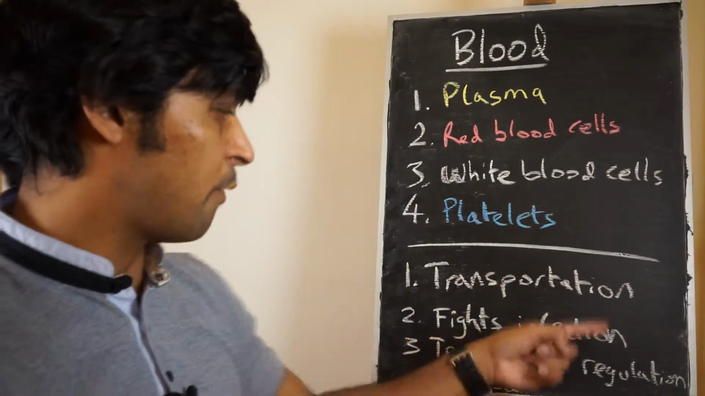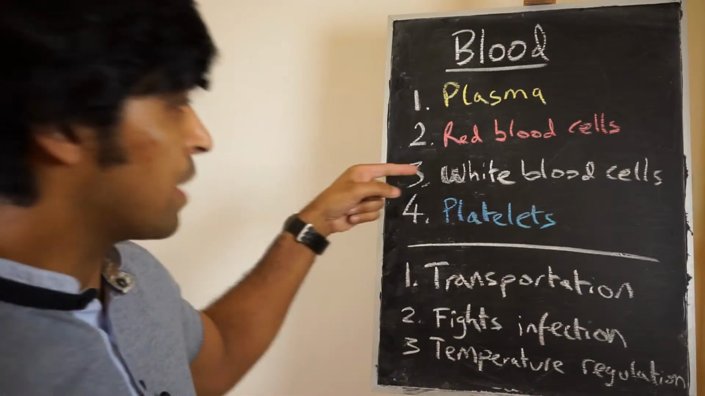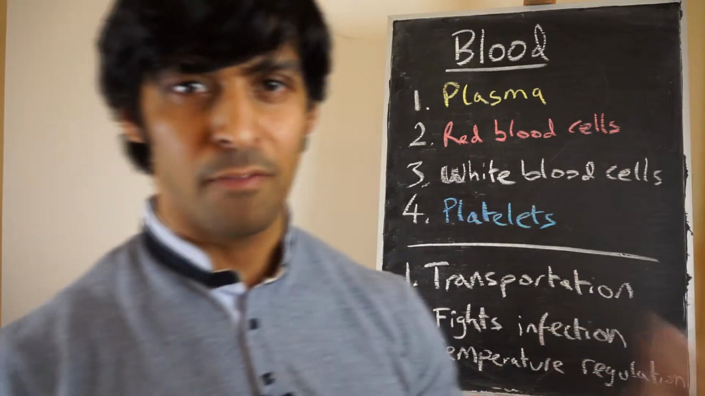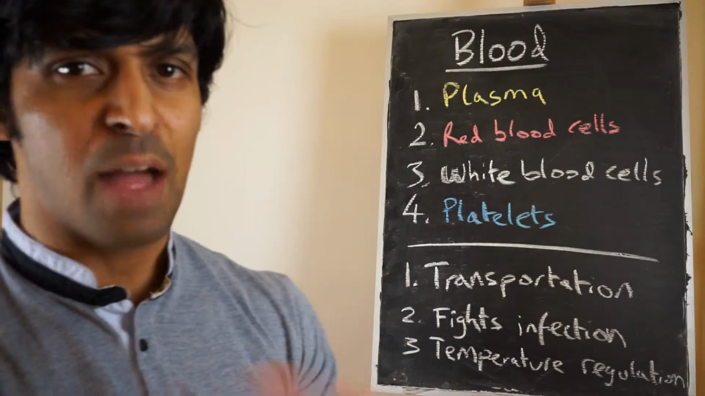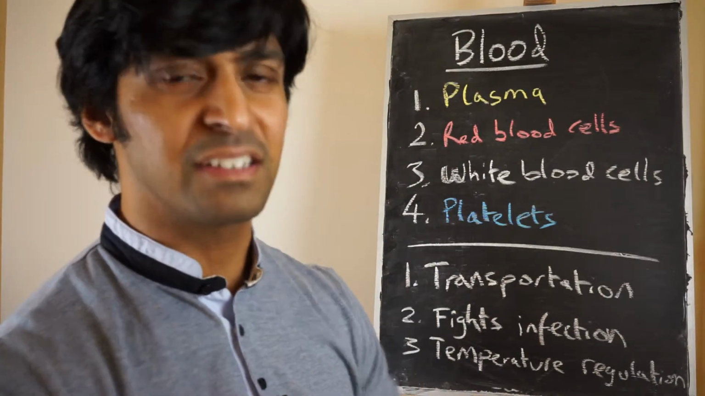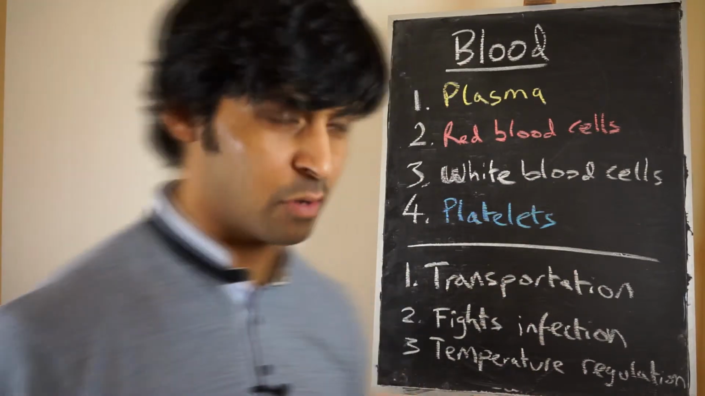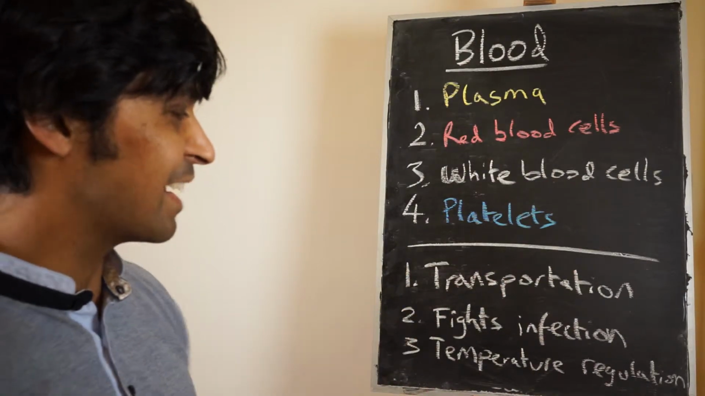Secondly, you've got fighting infection. So the white blood cells, they actively fight against infection. If you've got a viral infection, a fungal infection, a bacterial infection, or a parasitic infection, your white blood cells will deal with it. Now, the other part is the platelets. So when you cut yourself, as I mentioned before, the platelets form a scab over the cut to prevent things like bacteria and viruses from getting into your bloodstream. So this is all part of fighting infection.